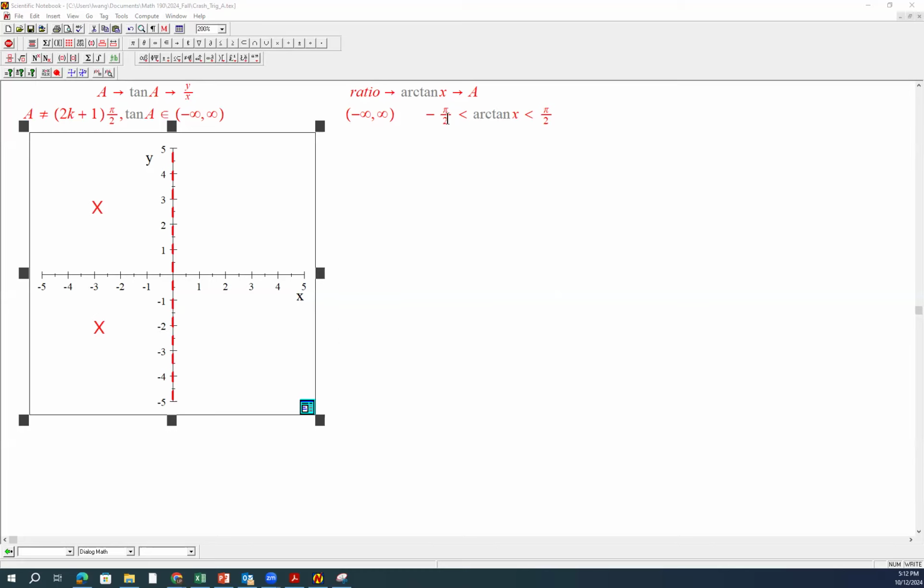So in terms of the range of arctangent, if we have a positive ratio, arctangent will produce angles measured counterclockwise. If it's a negative ratio, it will produce an angle measured clockwise. And the terminal never touches the y-axis. So that's what it means.